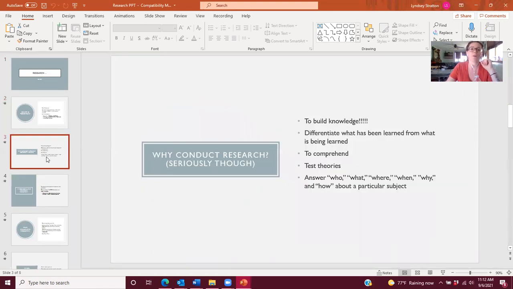Why do we do it? Because we're trying to build knowledge, we're trying to learn something, we're trying to understand something, we're trying to differentiate. The best example right now is with the coronavirus. Everybody's trying to figure out, should I get vaccinated? Should I not get vaccinated? Everybody's doing their own research on it. You want to test theories. You're answering the who, what, where, when, why, and occasionally how of the subject or the topic that you're talking about.